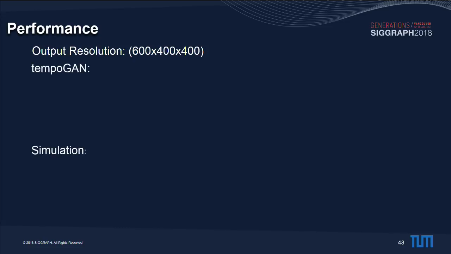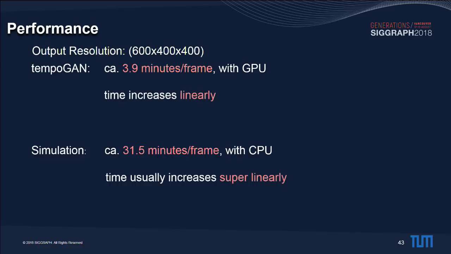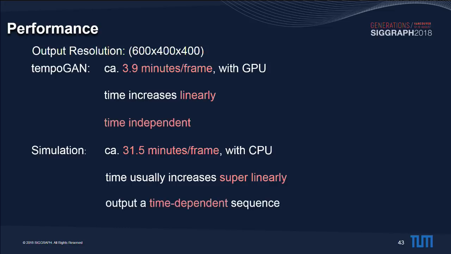In this test, I also want to discuss the performance of our algorithm. I will list some comparisons between the tempoGAN and the normal simulation. At first, the time. tempoGAN costs nearly 3.9 minutes per frame, but the normal simulation costs nearly half an hour per frame. And for the generation time, tempoGAN increases linearly, but for simulation, it usually increases superlinearly. And as I mentioned, our tempoGAN is time independent, but simulation usually outputs a time-dependent sequence.